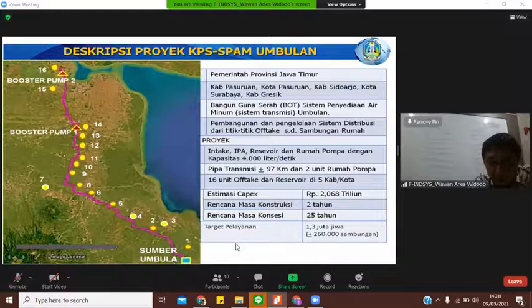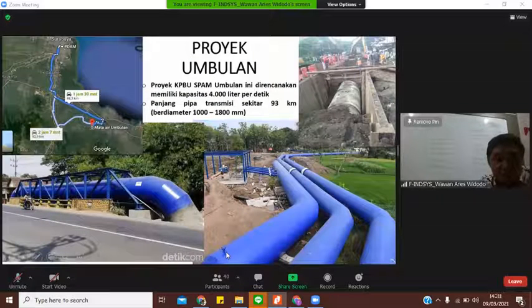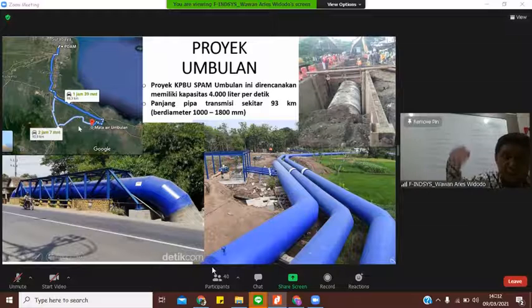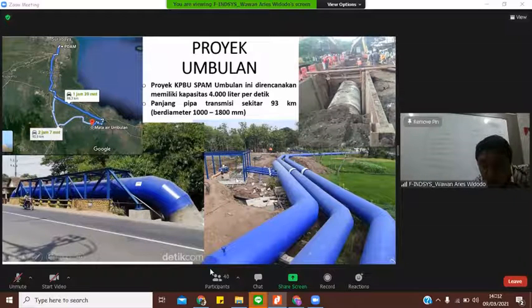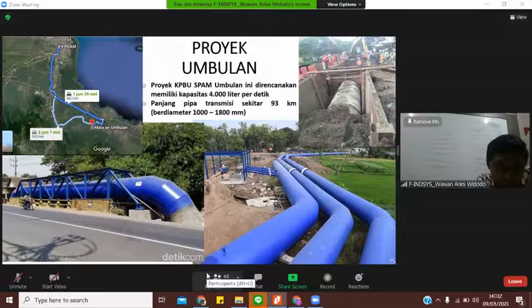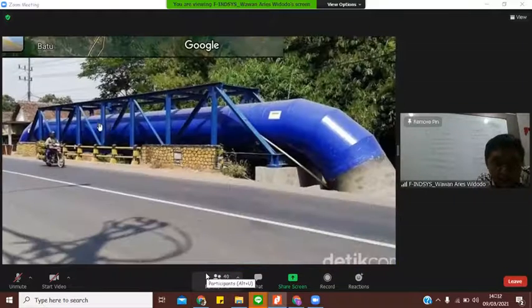From the spring source in Umbulan. So this one, you can see here, the pipeline in Umbulan. Actually, the area here, you can see the blue pipe here. If you see this motorcycle here, it's next to the piping.